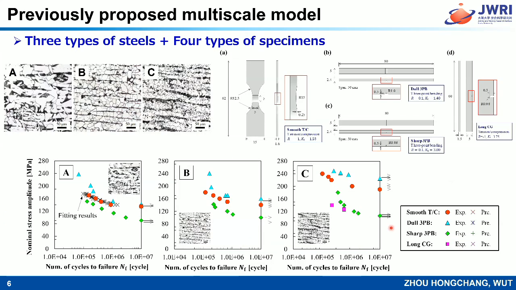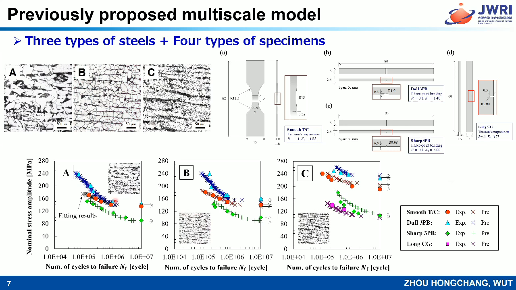In our previous research, we tried 3 types of steel and 4 types of specimens. We used the smooth specimen and the notch specimen, especially the dull notch and the sharp notch, and also the tensile specimen with a notch. So we obtained various experimental results, different SN curves for the different materials, and the simulation results of our multi-scale model show good agreement with the experimental ones.